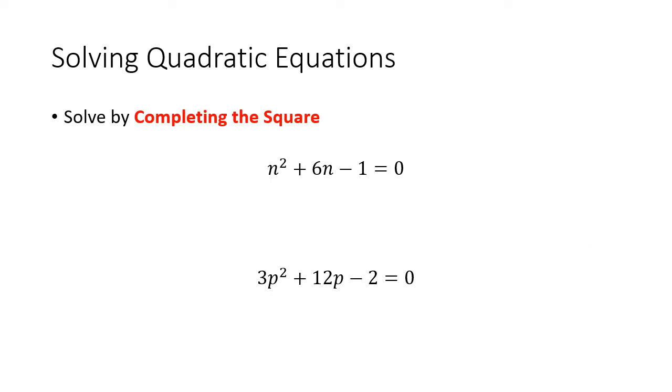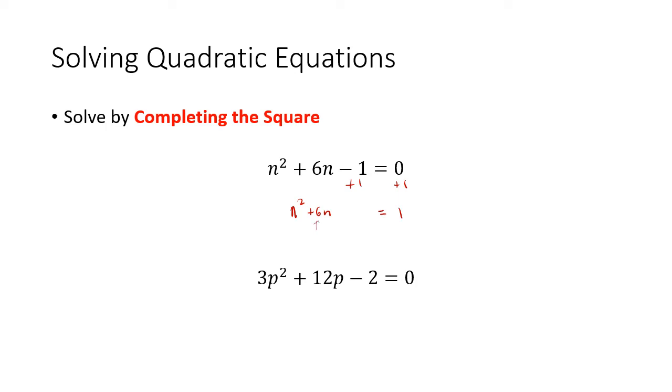All right, one of them had another problem on the previous page, but it got skipped over, so we'll do this one. So n squared plus 6n minus 1, this is not a perfect square trinomial. We need to make it one, so let's add 1 to both sides. Okay, so we'll have n squared plus 6n plus something is equal to 1. What is going to go here?